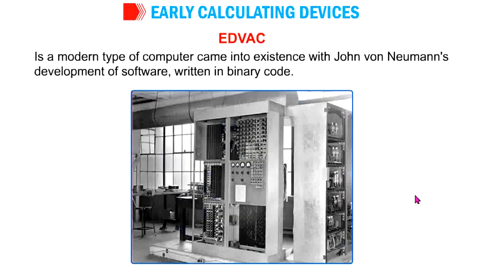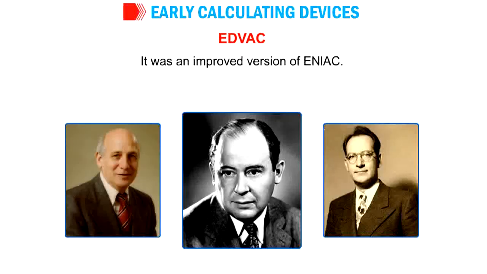Next one is EDVAC, Electronic Discrete Variable Automatic Computer. It is invented in 1948. And the scientist had invented the capacity to hold stored programs as well as data.